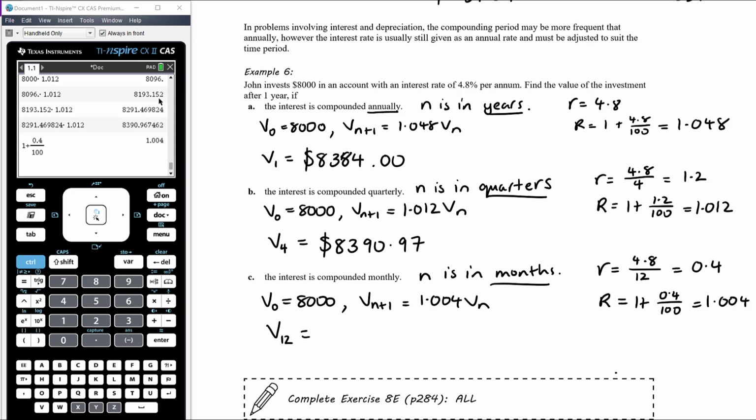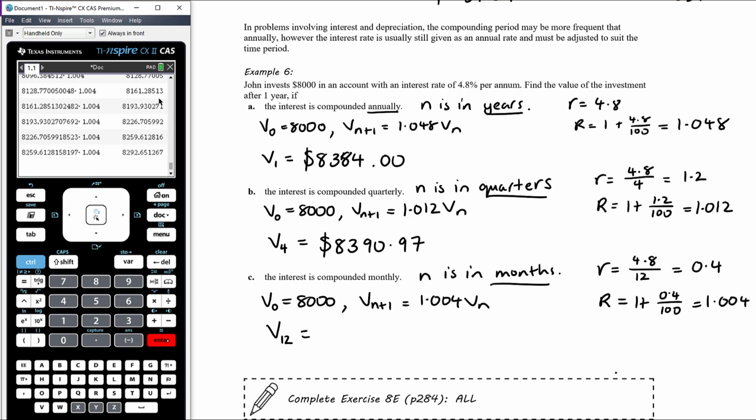So let's use the recurrence relation in our CAS. 8,000, and then we multiply that by 1.004, so that's 1 month. 2 months, 3 months, 4, 5, 6, 7, 8, 9, 10, 11, 12. So we get $8,392.56. That's another sort of $8.50 compared to part A, and an extra $2 or so, just under $2, compared to part B.